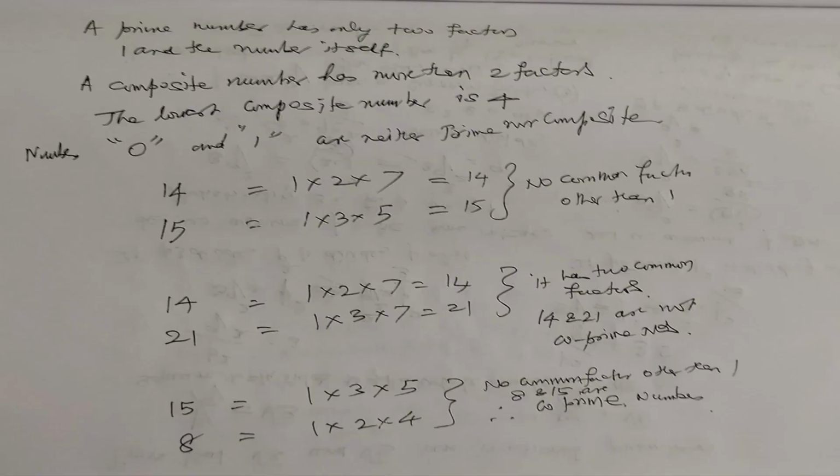As you all know, a prime number has only two factors, that is 1 and the number itself. A composite number has more than two factors. The lowest composite number is 4. 0 and 1 are neither prime nor composite.